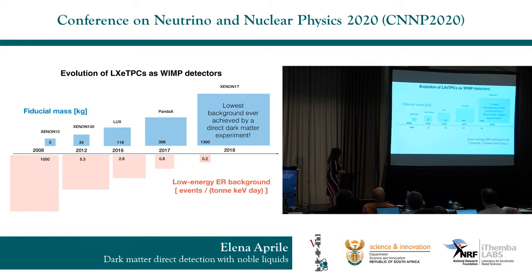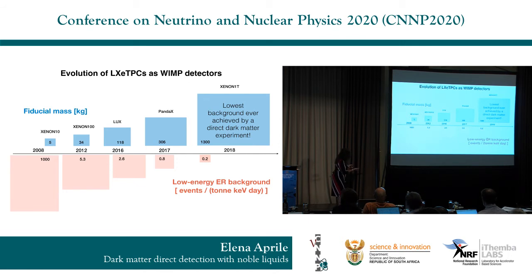So you can see the size of this active mass in these experiments up to Xenon 1 ton, but you see also the Xenon 10 kind of background. This is events per ton per keV per day when we started, and so Xenon 1 ton has been able to show the lowest background, 0.2 events per ton per keV per day, which is impressive. And we are aiming at reducing this background by another factor of 10, which I don't know how I can even say, but the goal of Xenon n ton is to further reduce this background by an order of magnitude.